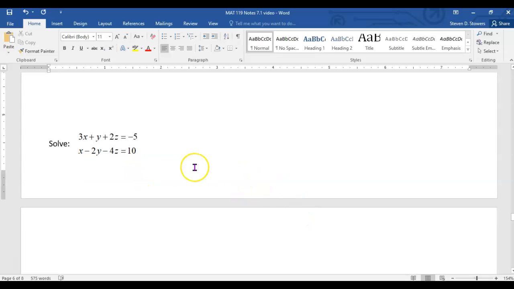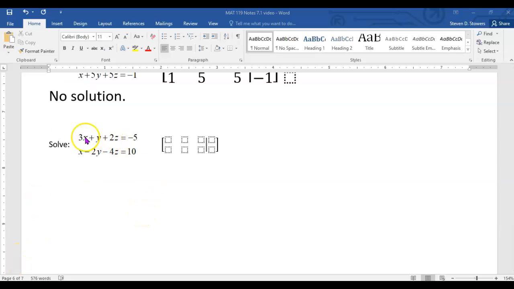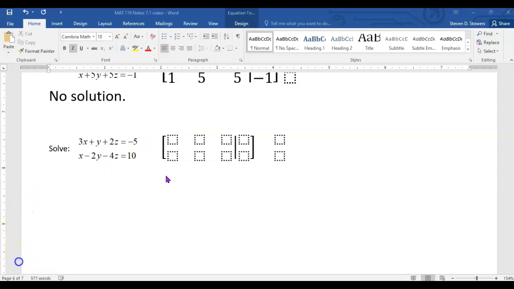How about this next one? This time there's only two equations, but they still involve three variables. So our matrix is going to have two rows, but it's going to have four columns altogether, one for each of the three variables and then one for the constants. So when we put in the numbers, they are 3, 1, 2, -5. And see if you can guess what I'm going to put down here. 1, -2, -4, 10.